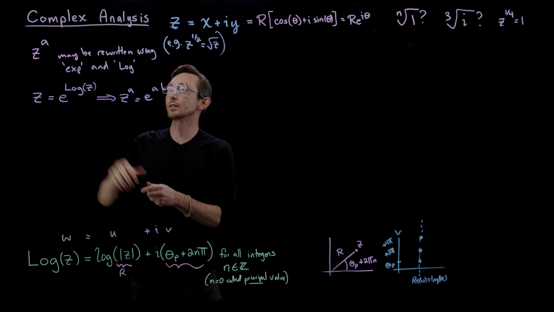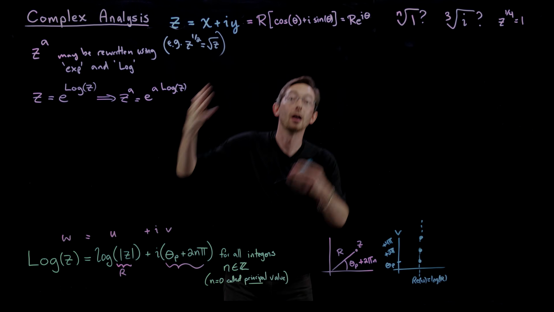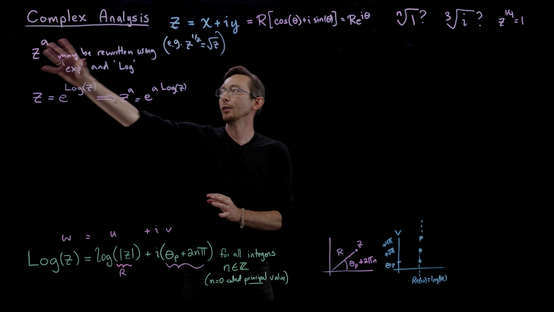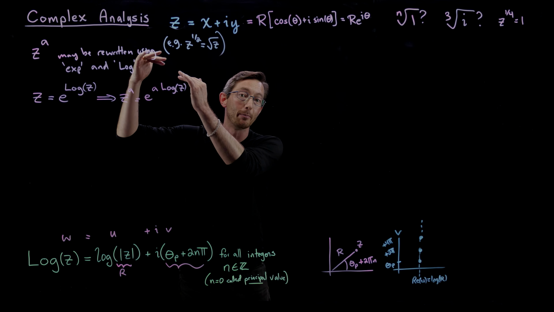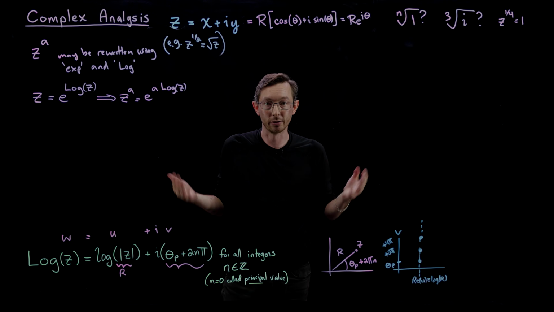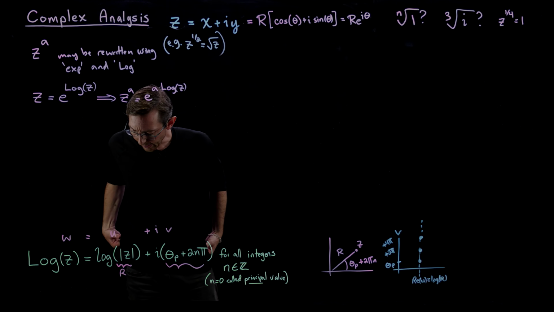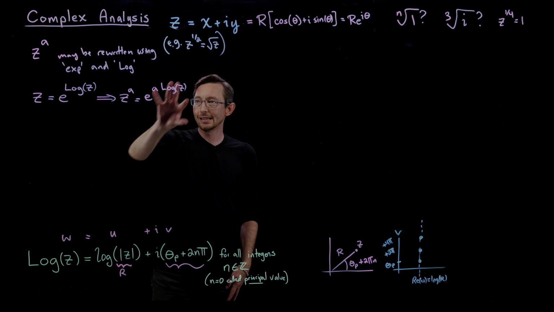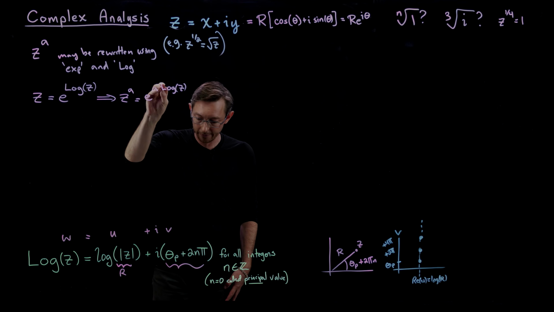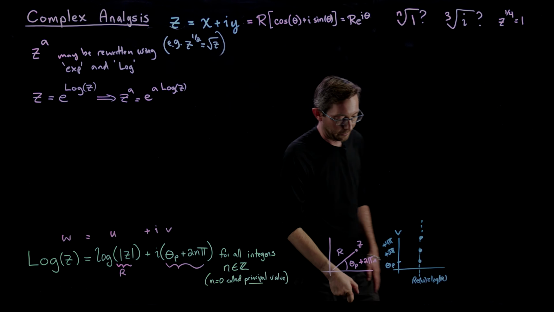So if a was 1/2, I'd be computing the square root of z, things like that. So I want to define what these functions are. We know what z to an integer is. What is z to a fraction, like 1/2 or 2/3? This is the basic formula we're going to use to define that quantity.